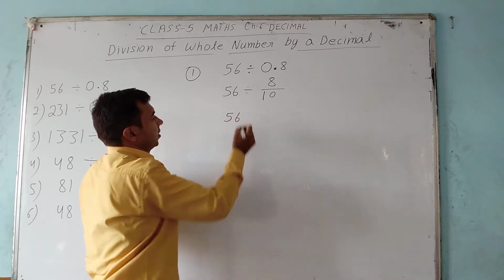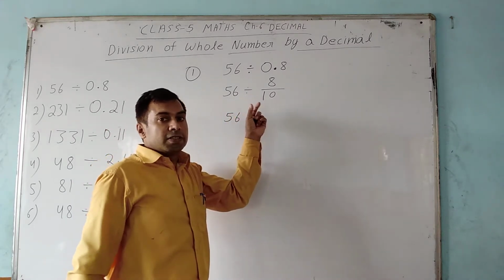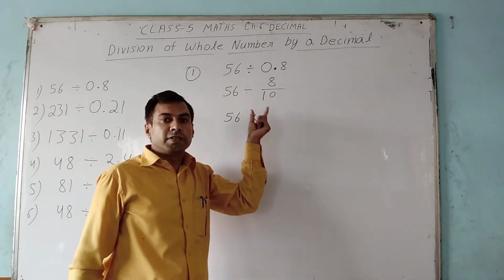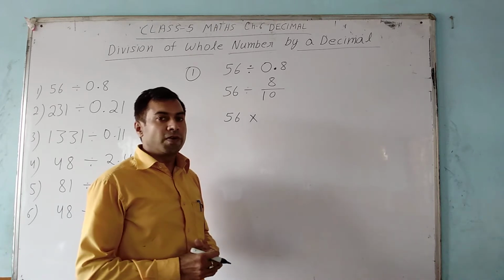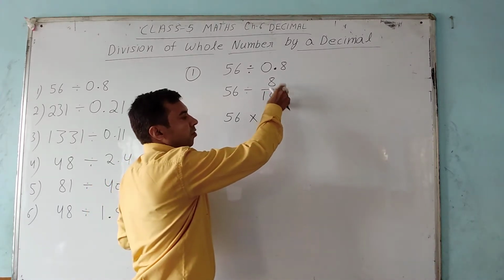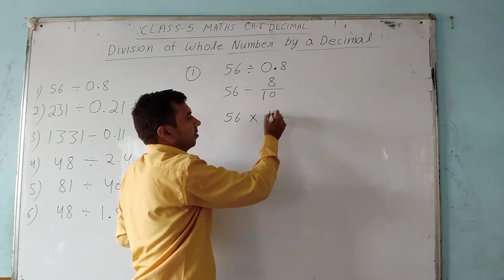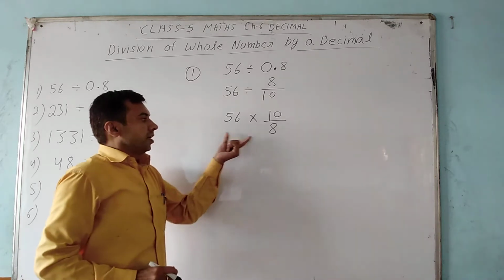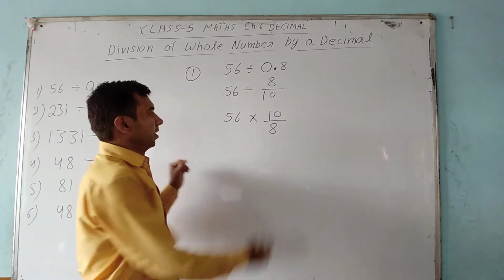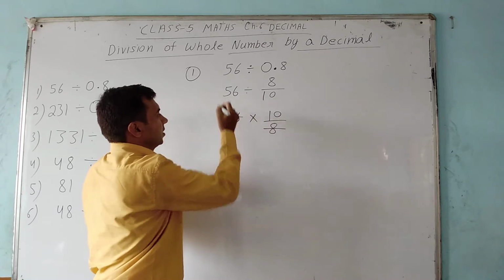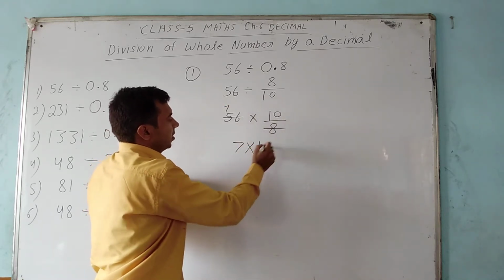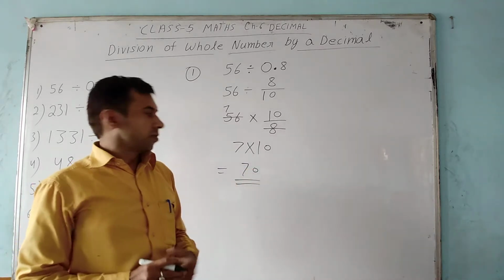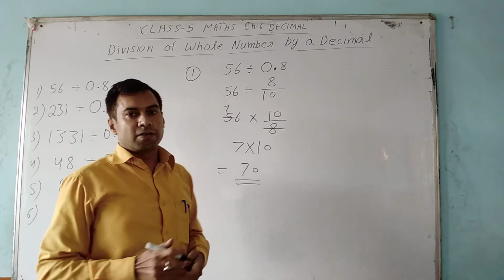Next step, 56. Student, we change this division symbol into multiplication symbol. As we change this division symbol into multiplication symbol, what we do? We write the multiplicative inverse of this divisor. 10 by 8. Now it is very easy. You know the table of 8. 8 7 56. 7 multiplied 10, 70. So this is answer.